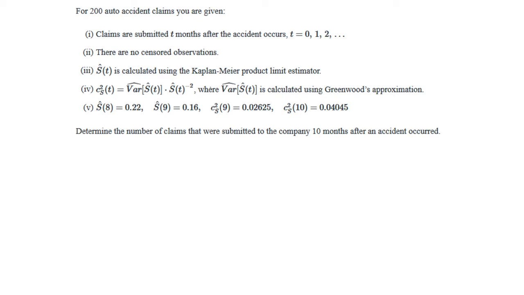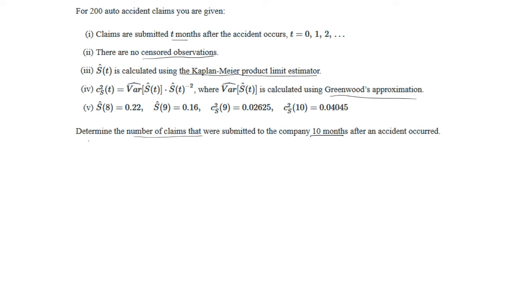We're given 200 auto accident claims. They're submitted T months after the accident occurs, where T is 0, 1, 2, etc. There are no censored observations. We're using the Kaplan-Meier product limit estimator. The variance is calculated using Greenwood's approximation. We want to determine the number of claims that were submitted to the company 10 months after an accident occurred.